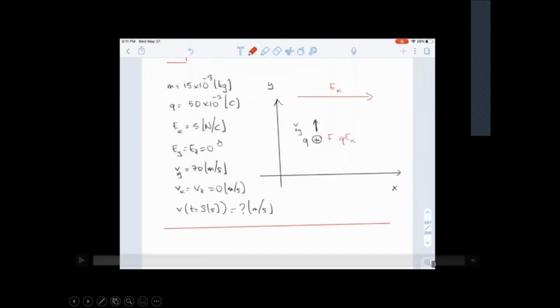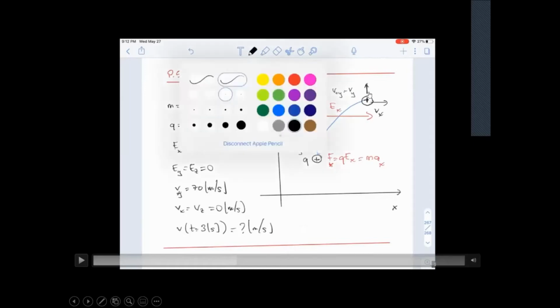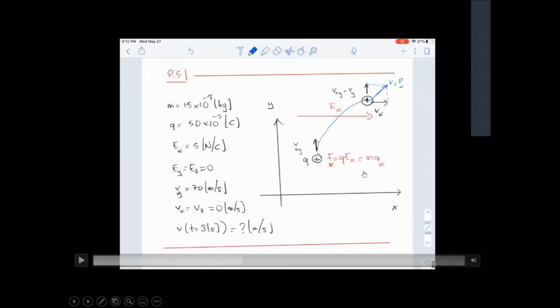Okay, so this requires you to be able to draw things out, identify each and every single vector, and then just do the analysis of it. So what's happening is the electric field is going to induce a force on the charge in the x direction. And so this charge is going to accelerate in this direction while maintaining a vertical speed. So 3 seconds later, it's going to have a speed in the vertical direction, and it's going to have a speed in the horizontal direction.